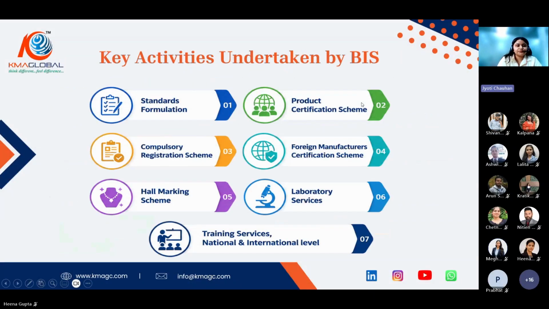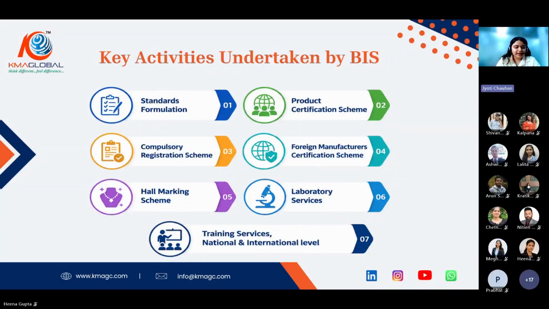Next, we have key activities under BIS. First is standard formulation. Next is product certification scheme, compulsory registration scheme, foreign manufacturer certification scheme, hallmarking scheme, laboratory services, and training services, national and international level.